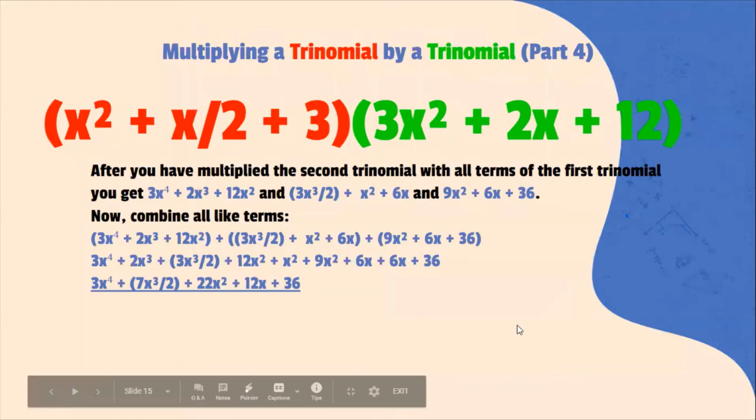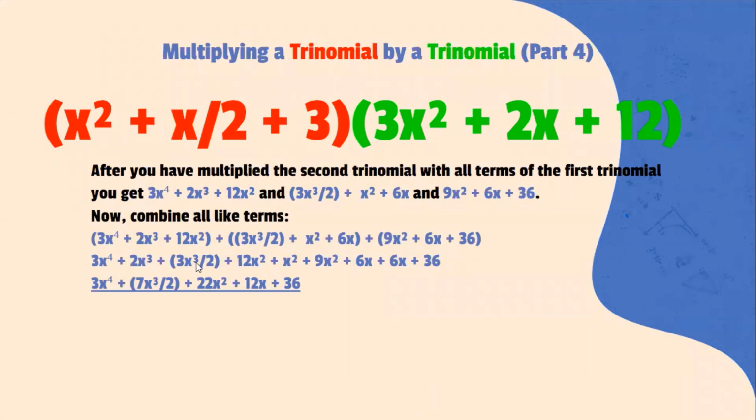And finally, we're going to put all those parts together. So we get 3x to the power 4 plus 2x cubed plus 3x cubed over 2 plus 12x squared plus x squared plus 9x squared plus 6x plus 6x plus 36.